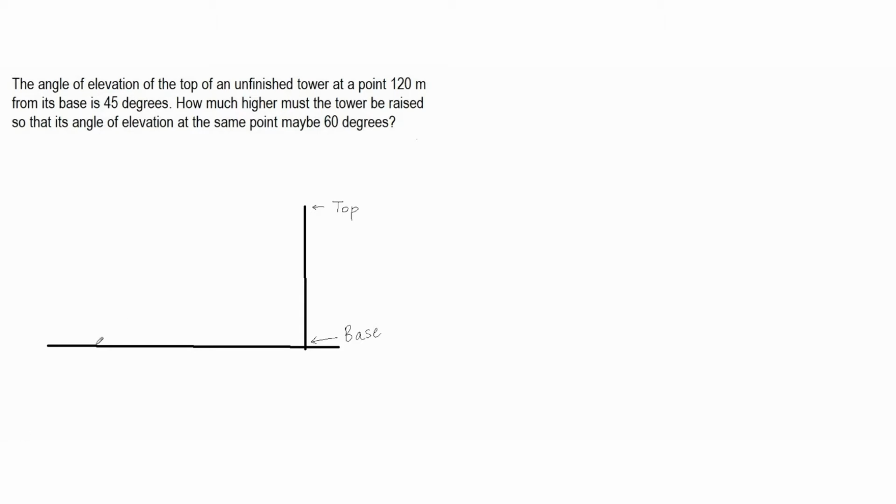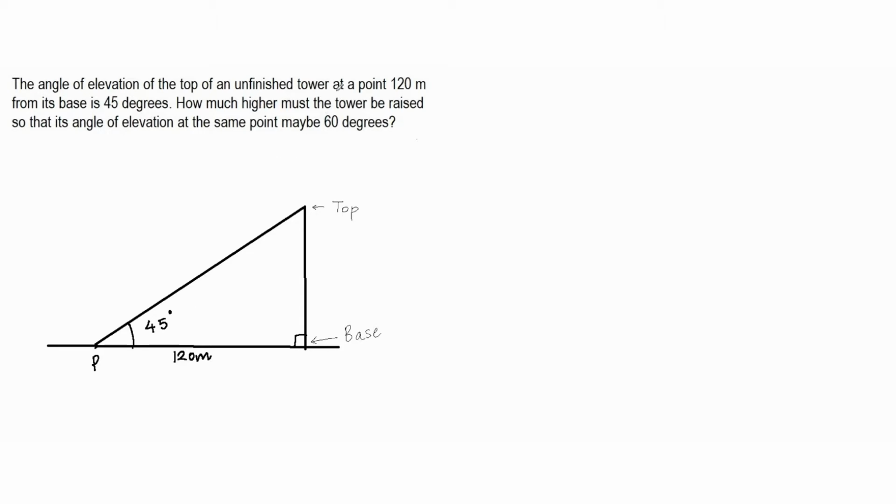So I could mark the particular point over here, call it P, and the distance of this point P from the base is 120 meters and the angle of elevation is observed to be 45 degrees. So this particular angle is the angle of elevation. So the angle of elevation of the top from this particular point is observed to be 45 degrees.